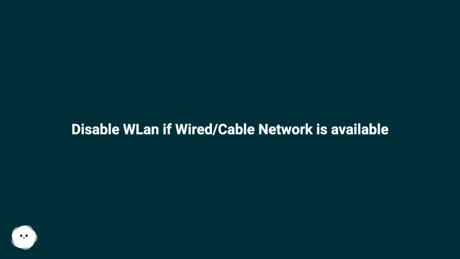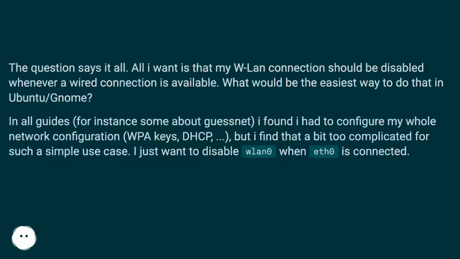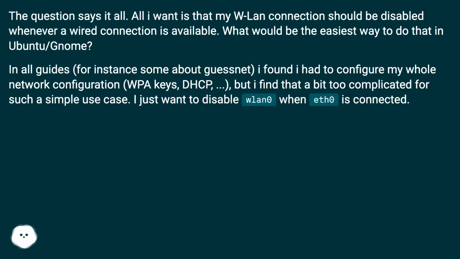Disable LAN if wired/cable network is available. The question says it all. All I want is that my WLAN connection should be disabled whenever a wired connection is available. What would be the easiest way to do that in Ubuntu/GNOME?